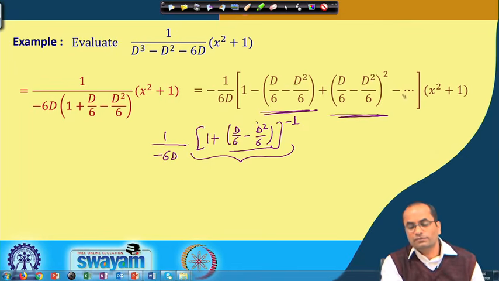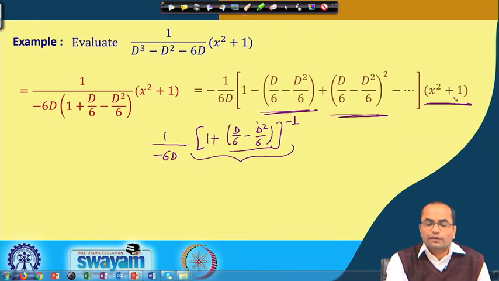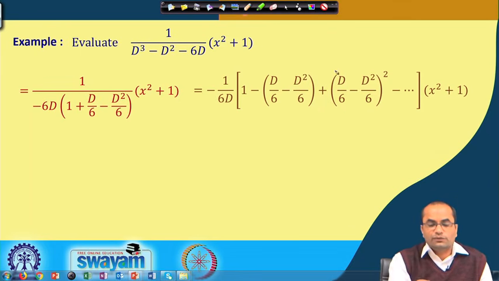So 1 minus D by 6 minus D square by 6, plus the same here the square term. We do not have to consider more because our polynomial is of degree 2, and we have collected all terms up to D square. The next term will certainly have D cube, which will make it 0. So we do not have to expand more, because when we operate these higher order terms on x square plus 1 they will become 0. That is enough up to the D square terms.